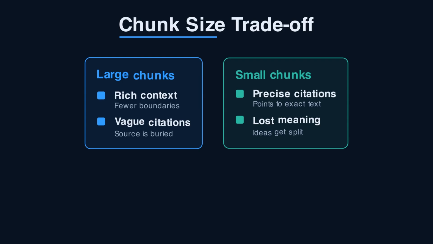Store a stable chunk ID and source path for each. Table and heading aware chunking beats blind fixed splits. Get this wrong and no prompt trick saves you.